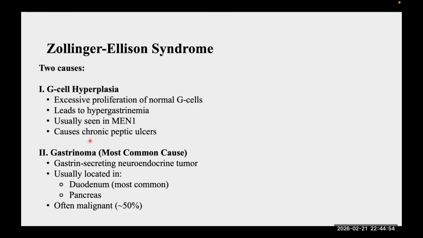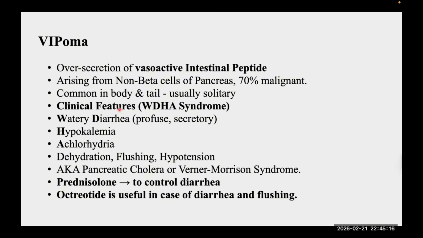Now, there are two causes. It can either be a gastrinoma, which is what we just discussed, and it's the most common cause actually, which is a gastrin-secreting neuroendocrine tumor, or it can be a proliferation of the G cells, leading to hypergastrinemia. Of course, this is very uncommon, but it was in your slides. When the G cells undergo hyperplasia, which can be seen in MEN1 as well, this can cause increased gastrin release.